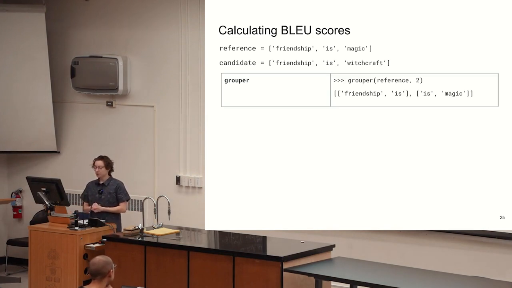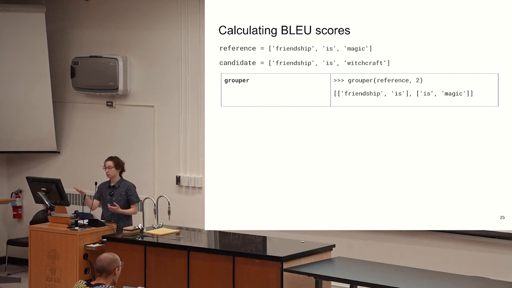Okay, so as with what I've been trying to do throughout the assignment in general, this is trying to tie the theory that you've learned in the course, this is how BLEU score works, to the specific implementation that you're doing for the assignment. So the first thing that you're going to do is implement this grouper method.